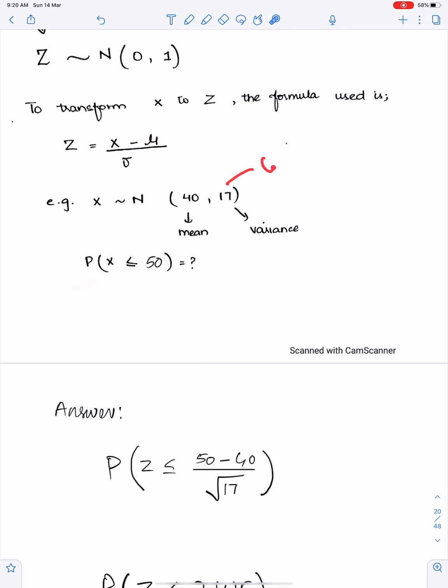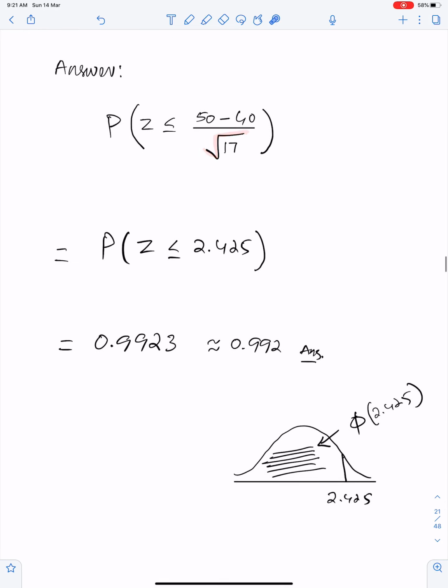Because this is sigma square, and we have sigma here, it must be under root 17. Make sure you mention under root here. You have to show under root here. Otherwise, you will lose 1 mark. Now, the simplified form of this is 2.425. And this will become phi.